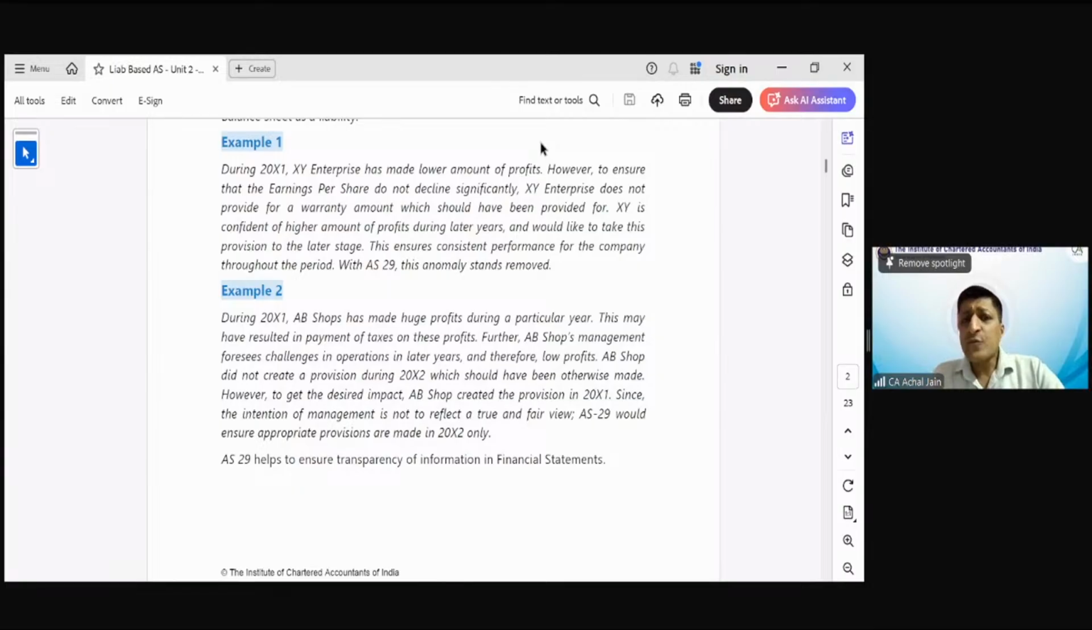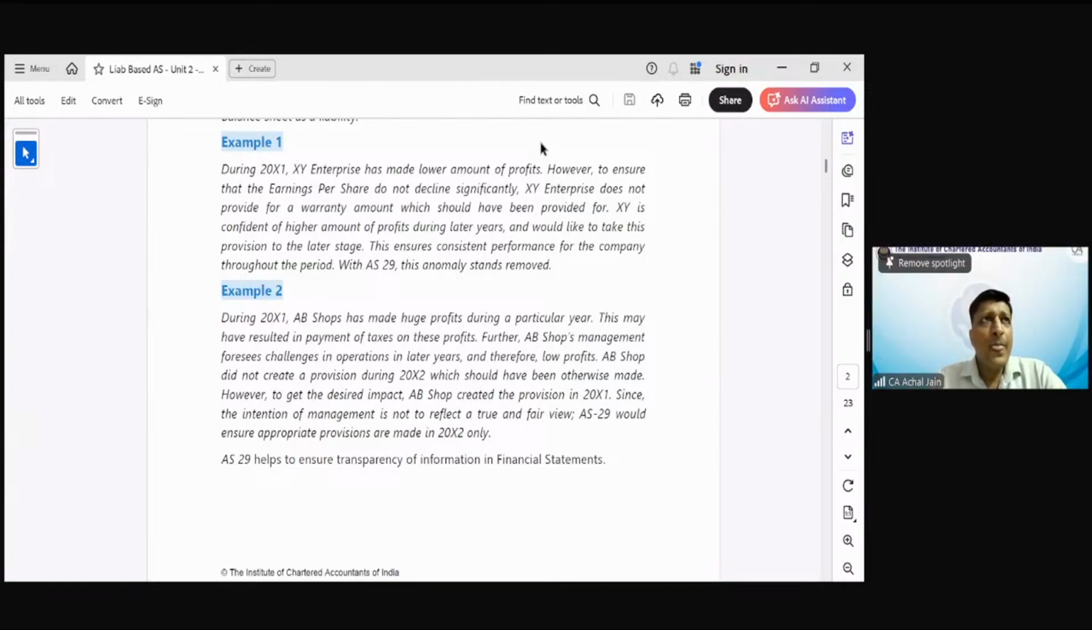During X1, the entity has made a lower amount of profits. However, to ensure that EPS doesn't decline significantly, the entity did not create a provision for warranty. The entity is confident of higher profits in the future years and would like to take this provision to a later stage. This ensures consistent performance for the company throughout the year.